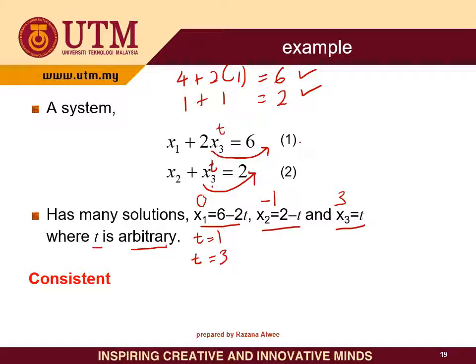Now let's test these numbers. For the first equation, x1 is 0 plus 2 times x3, which is 3, so we get 6, right? So this is correct. For the second, x2 is negative 1 plus x3, which is 3. So it is true: negative 1 plus 3 is 2, right? So this also satisfies. t equal to 3 also satisfies this solution. So it will have many solutions. 1, 3, any number you put can also give a solution.